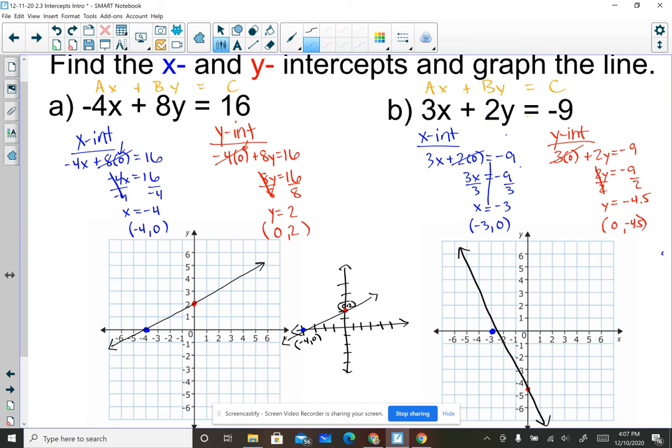Okay, so that's all there is to graphing standard form. What we will need to do now is practice. All right, so I'll have you guys do a few graphs and we'll see how it goes.